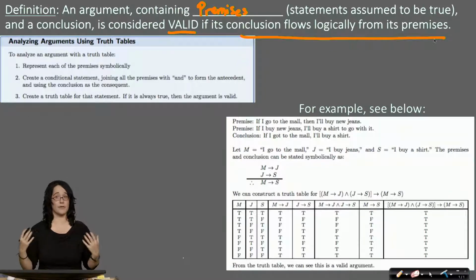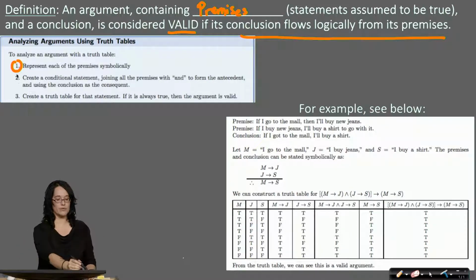Sometimes you'll hear an argument made where there are some premises, but they don't actually logically force the conclusion to happen, in which case that's not a valid argument. But let's talk formally how we set these up and analyze them with truth tables. The first step in your little three-step process is to represent each of your premises symbolically, using your P's and your Q's and the symbols that we've studied in former videos.